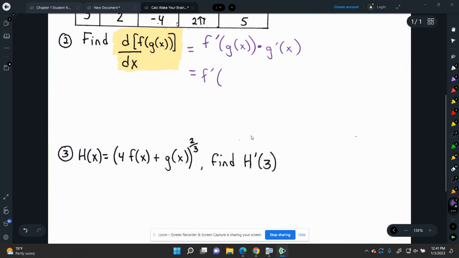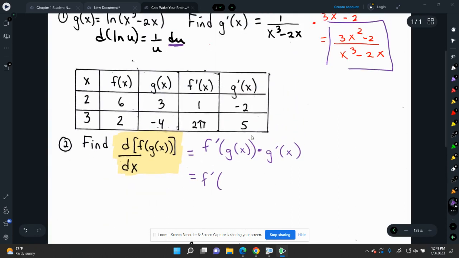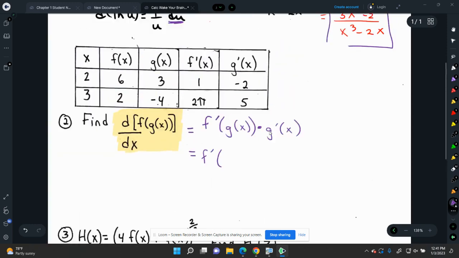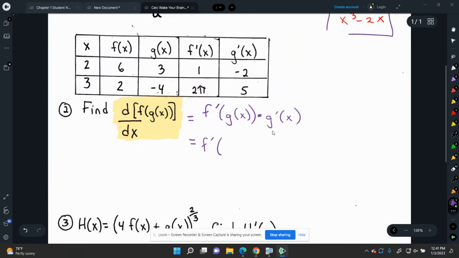Oh, did I not give you any other information? No, we didn't have to. She's like, yeah, do the chain rule. You can't do the chain rule about a number. That has to be either 2 or 3. Okay, then we're just going to leave it like that then. We'll just use the table for the bottom part.